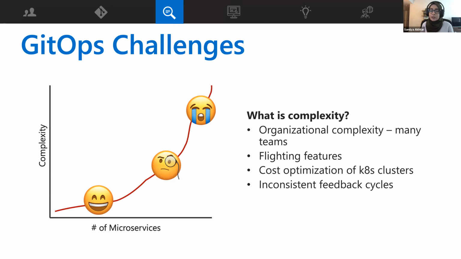Another one is inconsistent feedback cycles. So let's say you're working with several teams and a couple of them need to do some rollbacks. How does it look in the overall GitOps view? How do we know what's going on? So these are some of the challenges that we have seen with our partners.